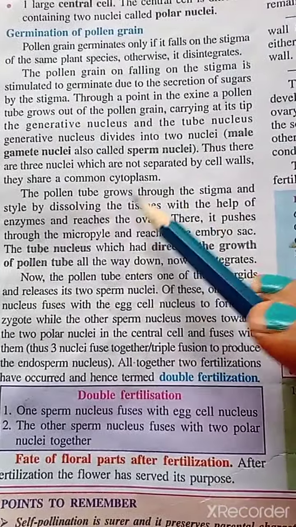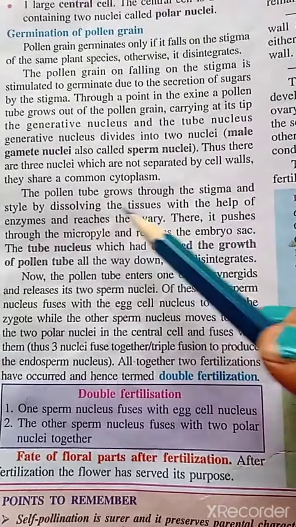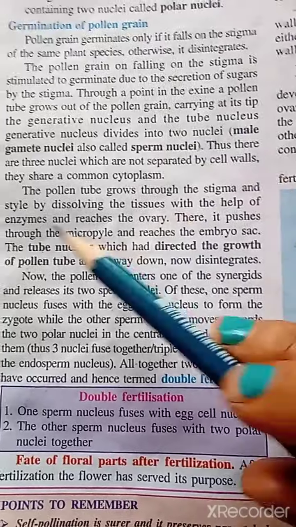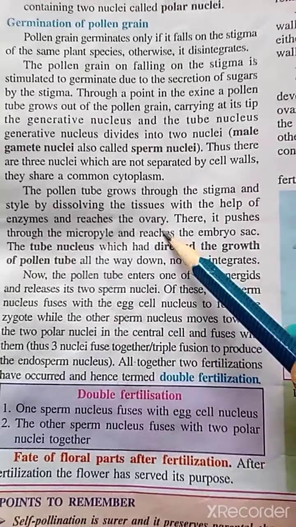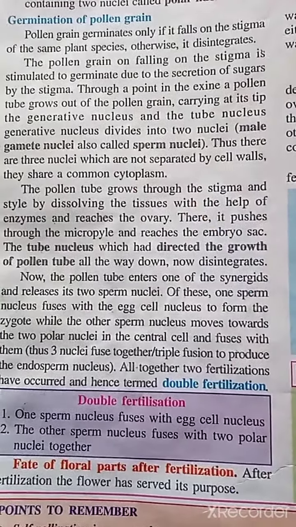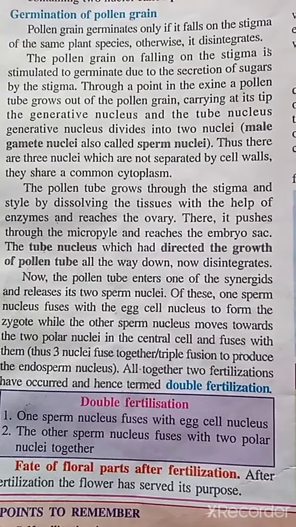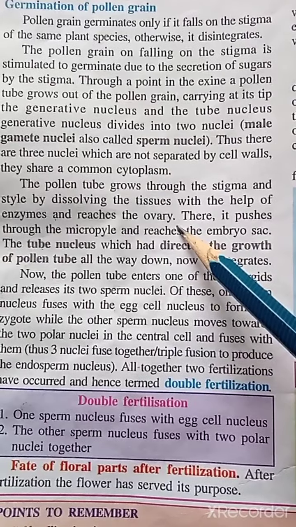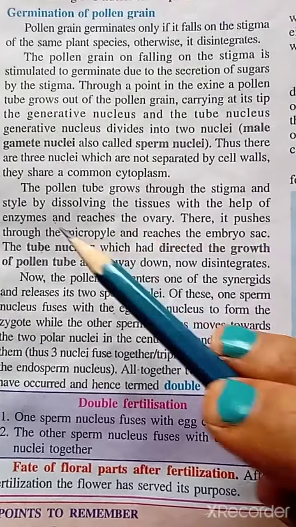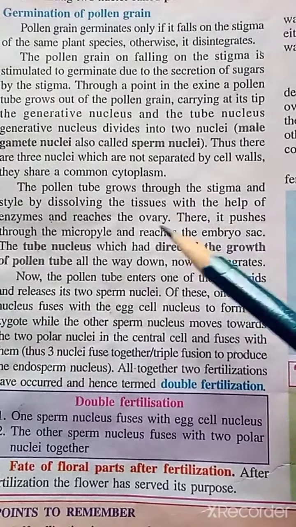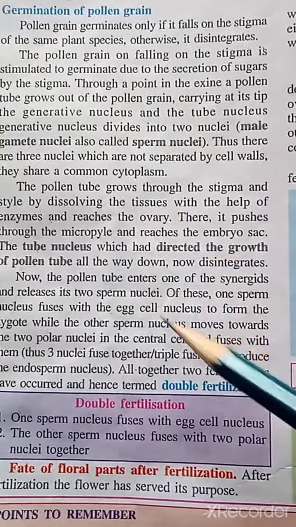The pollen tube grows through the stigma and style by dissolving the tissues with the help of enzymes and reaches the ovary. The stigma stimulates the secretion of enzymes, and with the help of that enzyme it will reach the ovary. There it pushes through the micropyle and reaches inside the embryo sac.